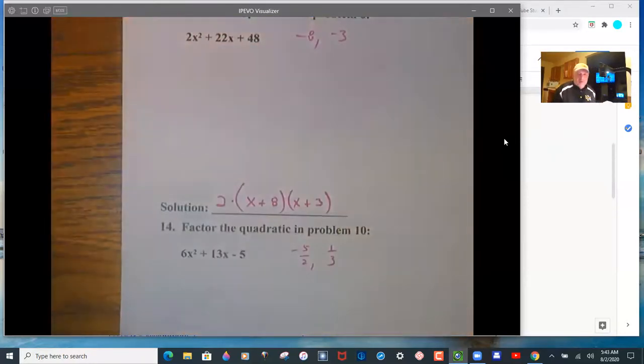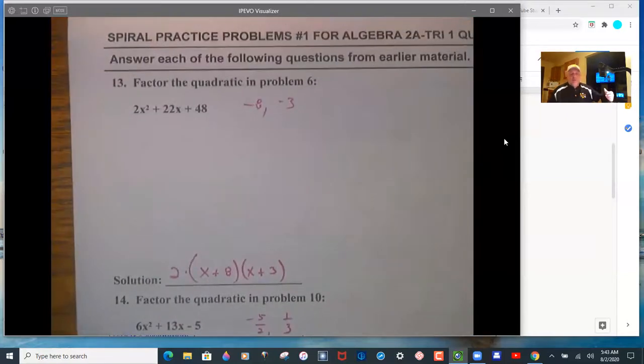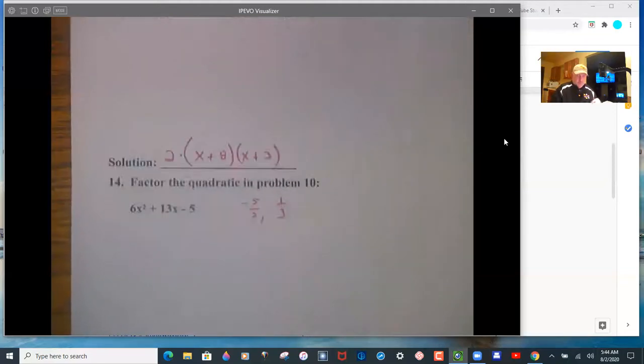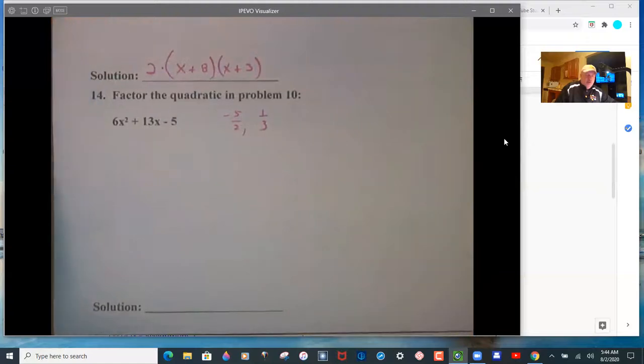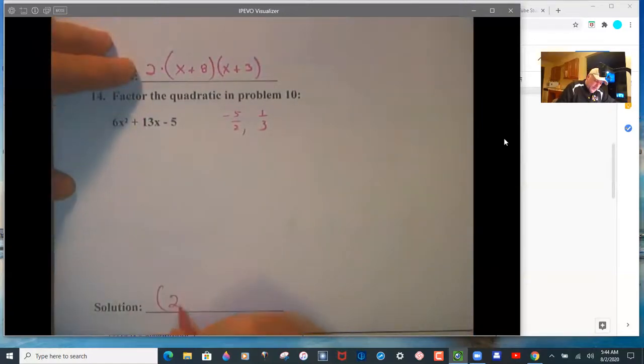And by the way, this is our first spiral. What's spiral? It's a separate grade. So you need to take these problems seriously. This is a separate grade from your quiz, and it's going to go in a separate bin. And so the rest of the year, we're going to have these spiral problems.